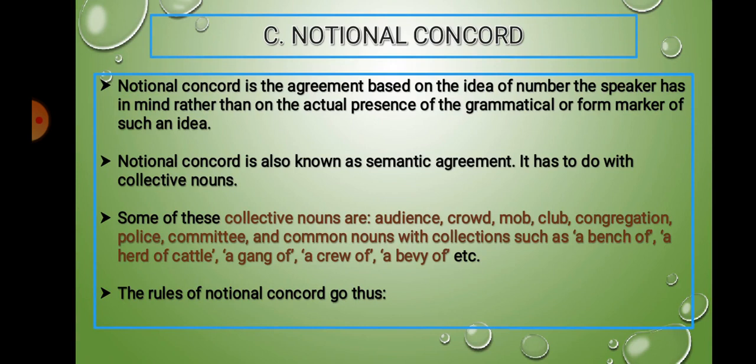Let's check. Notional concord is also known as semantic agreement. That is meaning agreement. It has to do with collective nouns. Some of these collective nouns are audience, crowd, mob, club, congregation, police, committee, and common nouns with collections such as a bench of, a herd of, a gang of, a crew of, a bevy of, and so on and so forth. The rules of notional concord go thus.